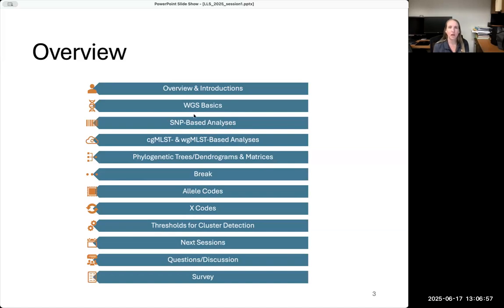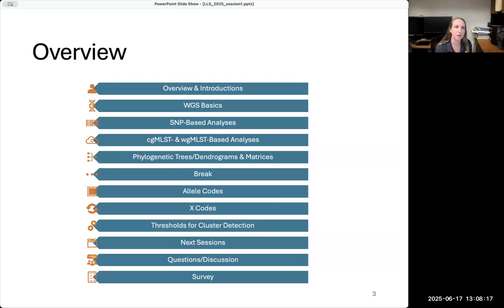So we'll have this overview. We'll do some WGS basics about how sequencing is actually performed. We'll go into SNP analyses, core genome MLST and whole genome MLST based analyses, looking at phylogenetic trees or dendrograms and SNP or allele matrices. Then since this is a 1.5-hour session, we'll do a 5-minute break in the middle to refresh. And then in the second part, we'll go into allele codes, X codes, using thresholds for cluster detection. And like I said, we'll talk through what the next couple sessions are and have some time for questions or discussion.